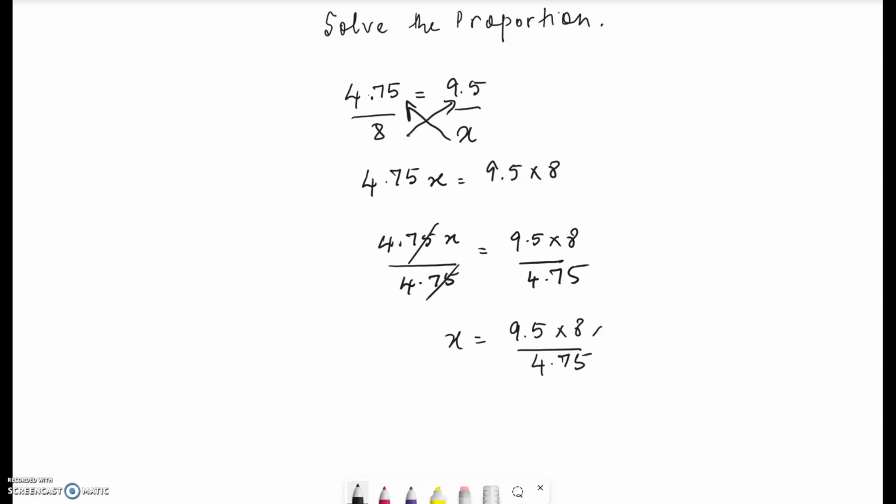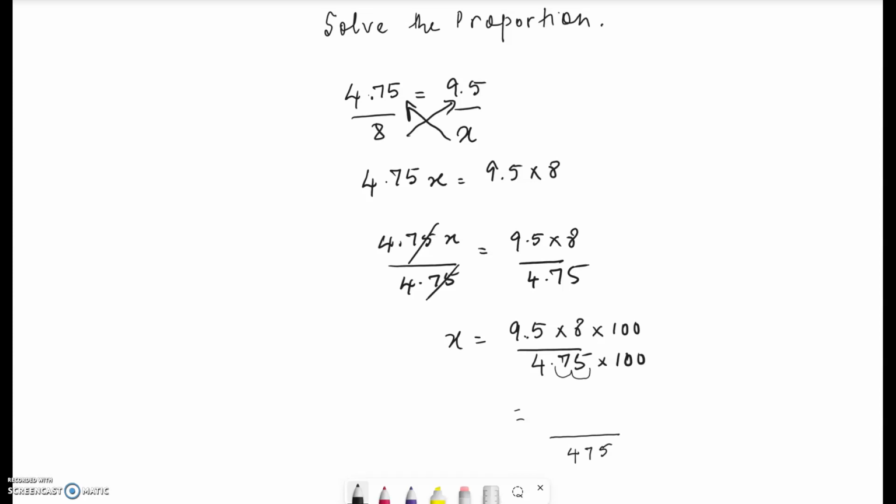rid of the decimal numbers, and this can be done only by multiplying both the numerator and denominator by 100. 100 moves the decimal point 2 places to the right, and we have 475 in the denominator.